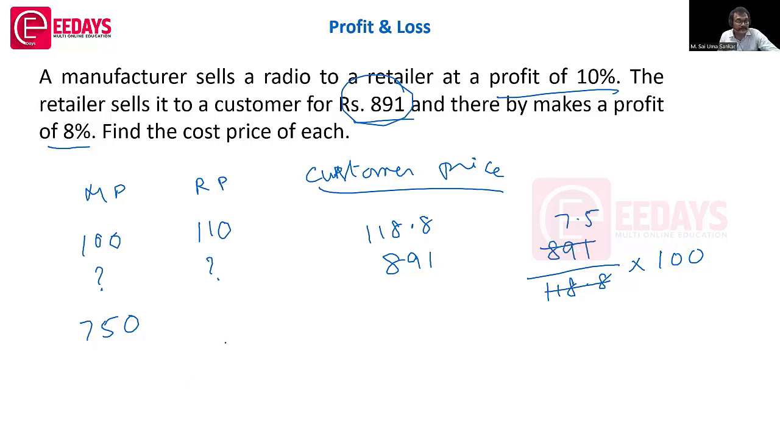Now the retailer price is 10% on the market price. So 10% on 750 is 75. So 750 plus 75, 825 rupees. This is the retailer price. 750 is the manufacturer price.